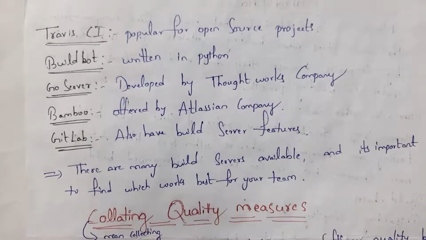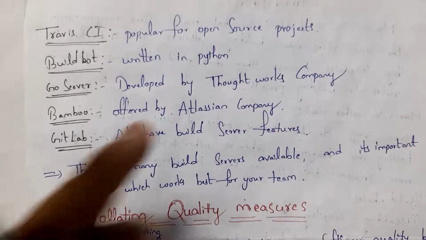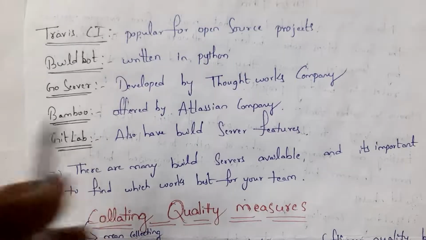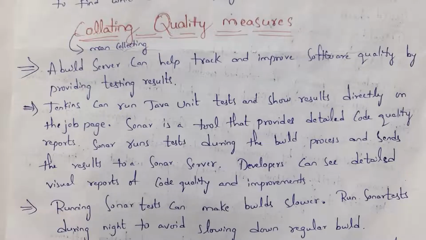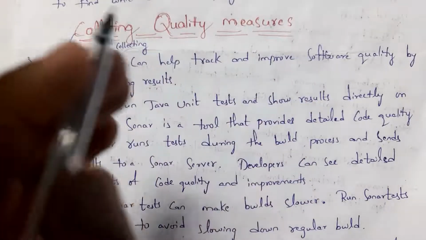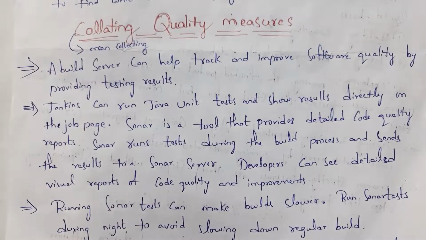And next one is GitLab. This GitLab also contains build server features. Not only these five, there are so many servers available. Based on your company and based on your need, you can select a server. Next topic is collating quality measures. Guys, collating means collecting. We need to collect quality measures. By following these quality measures, we can successfully build software.